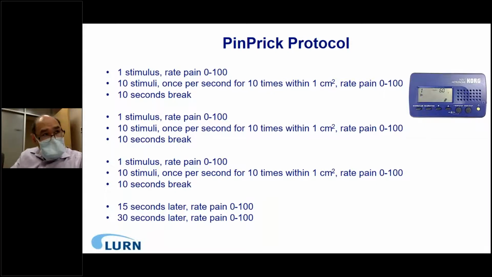Kind of like after you run, you have your peak heart rate, and then we can see how fast the heart rate drops back down. So at 15 seconds, you ask them to rate the pain from 0 to 100, and 30 seconds later, you ask them to rate the pain from 0 to 100. Again, you can print off the case report form, so you could write down the numbers as you move on.